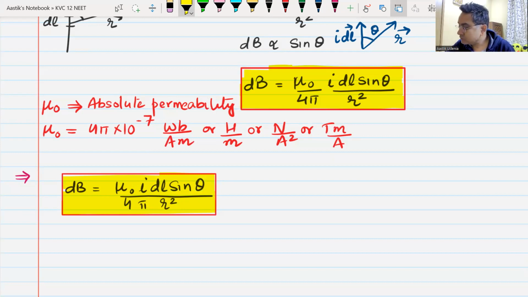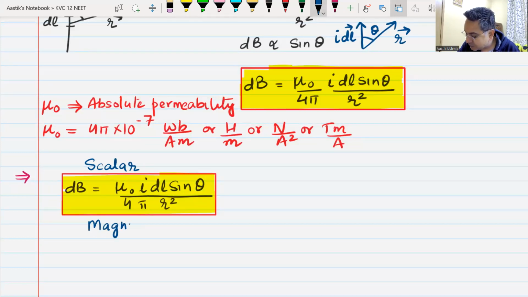It only gives us the magnitude of magnetic field, and therefore I call this equation the scalar equation of magnetic field. I have not written the vector arrow on this magnetic field, because this is a scalar equation of magnetic field. It only gives me the magnitude of magnetic field.